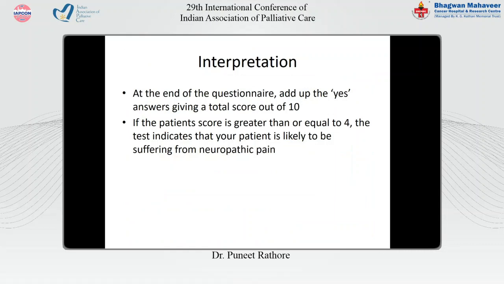So how do you interpret this? At the end of the questionnaire, we add up the yes answers, giving a total score out of 10. If the patient's score is greater than or equal to 4, the test indicates that your patient is likely to be suffering from neuropathic pain. So this questionnaire is handy, easy, and less time consuming. It can be easily administered in a home setting by various healthcare professionals and also in the OPD setting by nurses and physicians. It is also used for various research purposes.